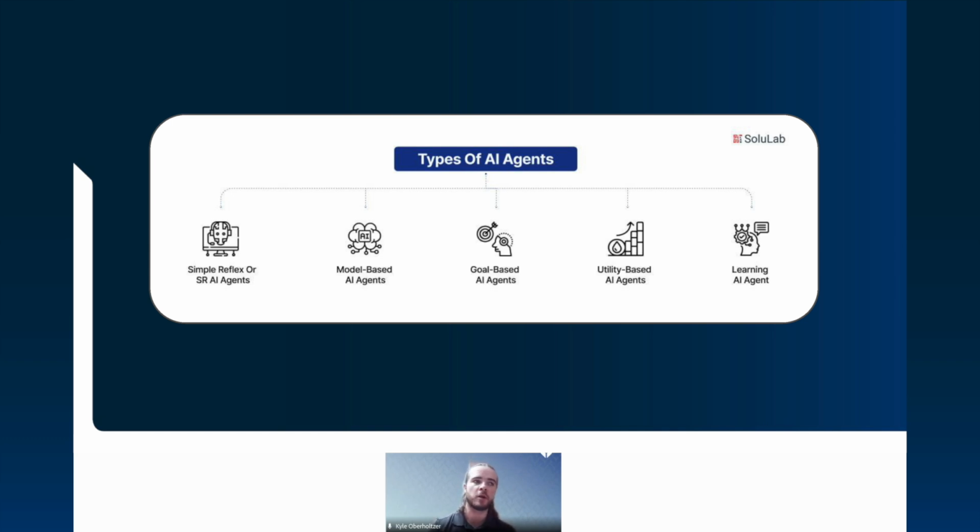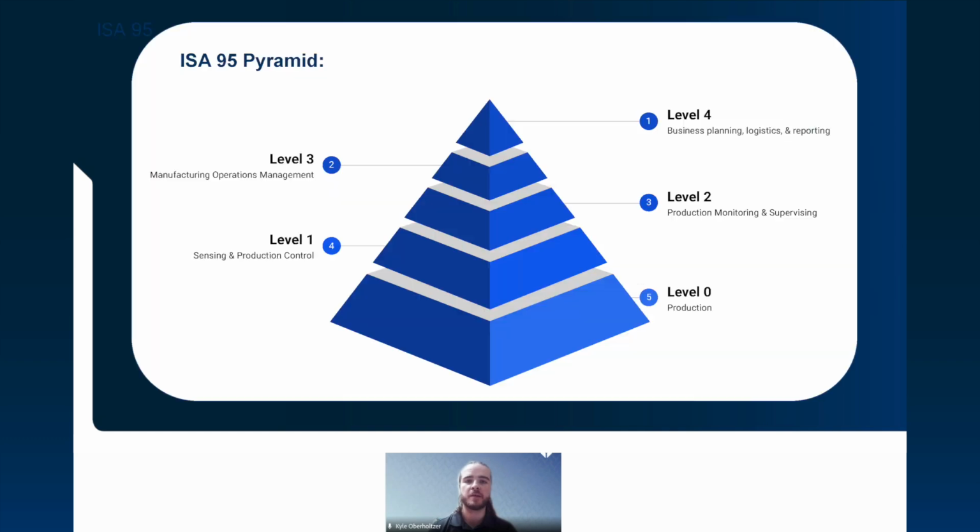Now, to talk a little bit about the theory behind this, right? The manufacturing sector has long been defined by the Purdue ISA-95 model. It's a relatively strict, prescriptive model of software systems that exist in manufacturing.